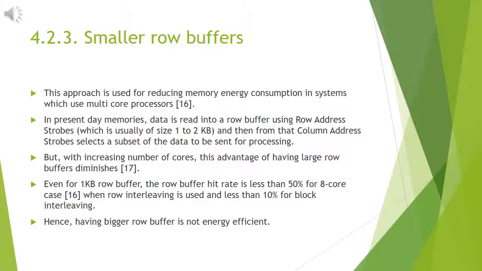The next approach is to use smaller row buffers. It improves energy consumption. With increasing number of cores, the advantage of having large row buffer diminishes. Even for 1 KB row buffer, the row buffer hit rate is less than 50% for 8 core case when row interleaving is used, and less than 10% for block interleaving. Hence, having bigger row buffer is not energy efficient.